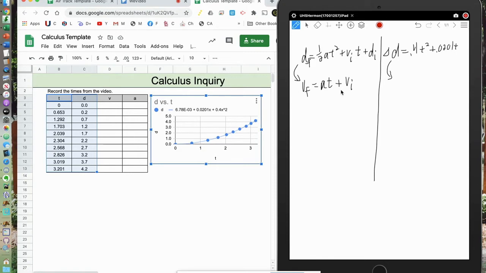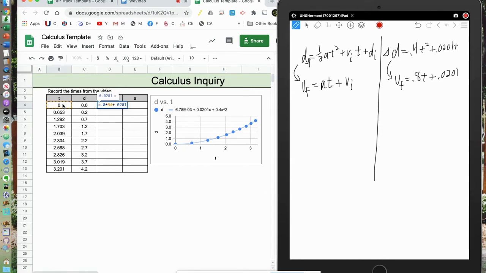So the final velocity, or the instantaneous velocity, would be 2 times 0.4, that's 0.8 t, plus 1 times 0.0201, which would be plus 0.0201. Okay, so to figure out the velocities at every single one of these points, I can now use that equation: equals 0.8 times, grab the t, and then plus 0.0201. That's an initial velocity.